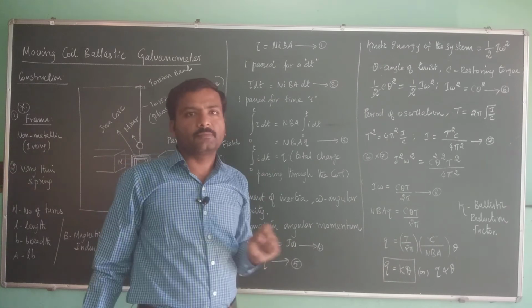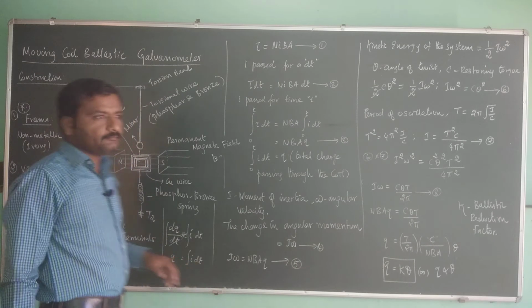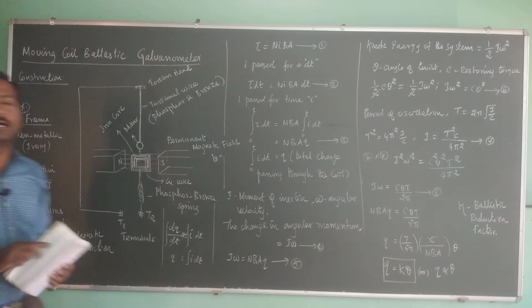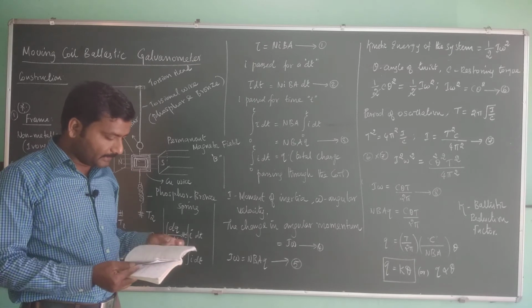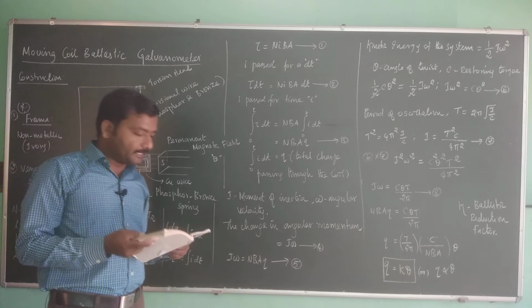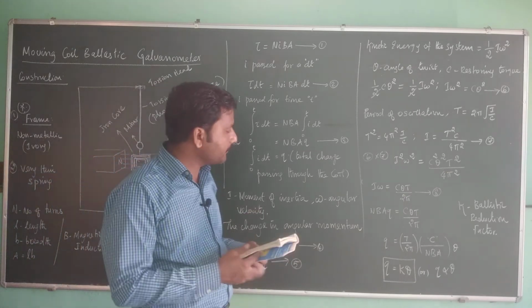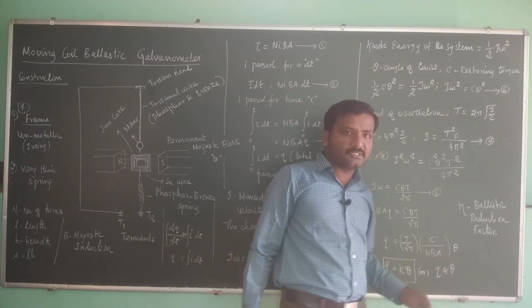Small value of current we have measured. We have written an expression for I, and we obtained that I is proportional to theta. So I is proportional to k theta, where k is equal to C by NBA. That was the expression we have obtained.